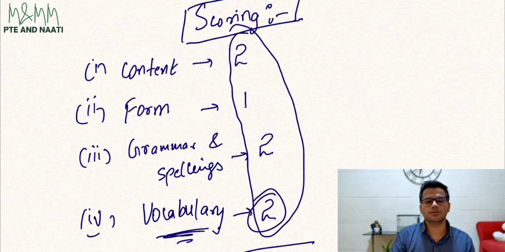If you have a good amount of words in your summary, if the words are appropriate and related to the topic that is being given to you, and if you have written a good amount of complex sentences, you will be able to get a perfect 2 marks in the vocabulary. But as I said, you don't have to worry about it.